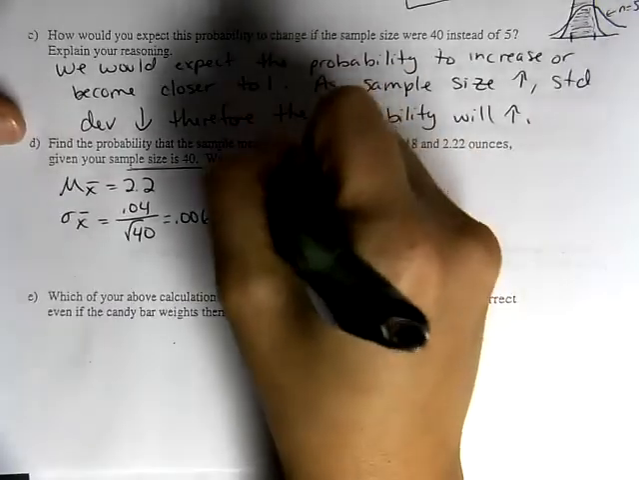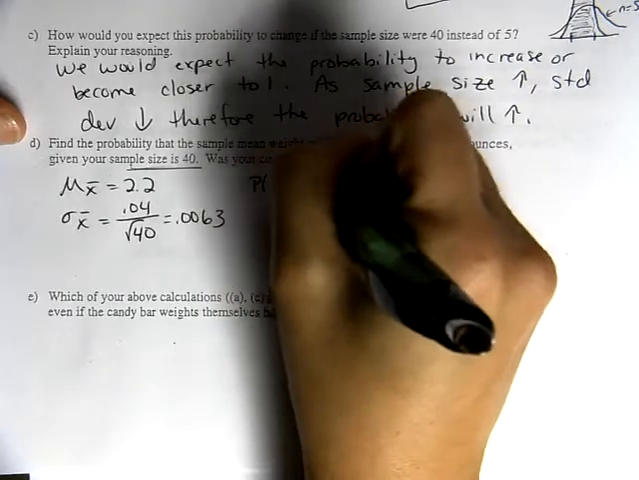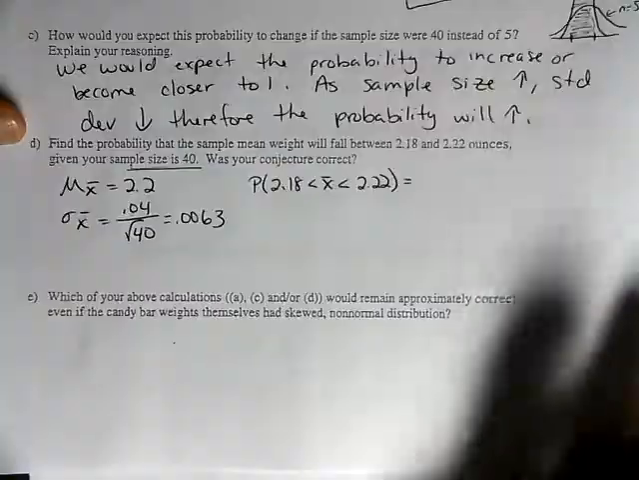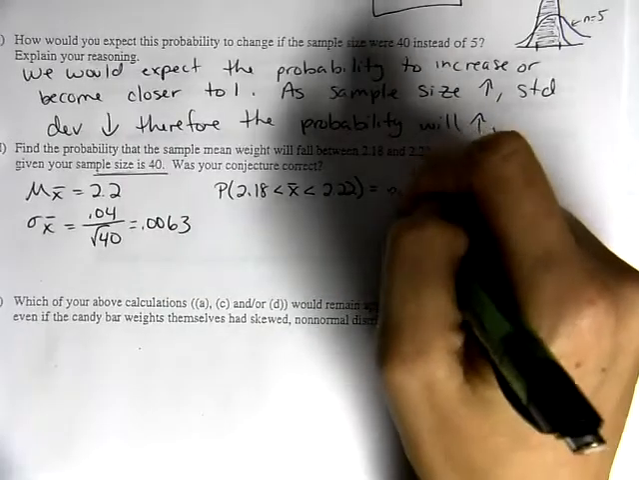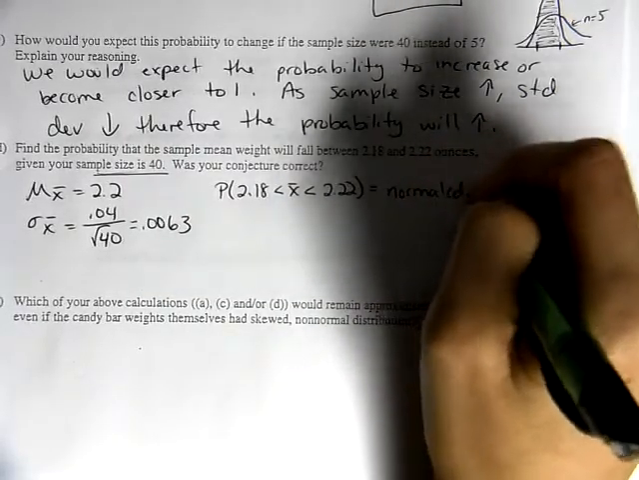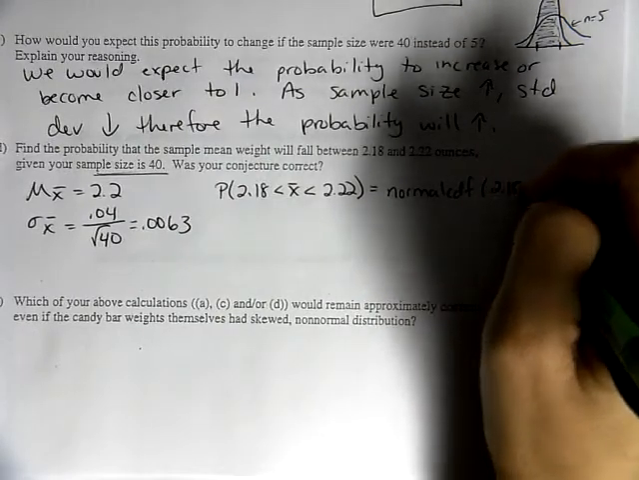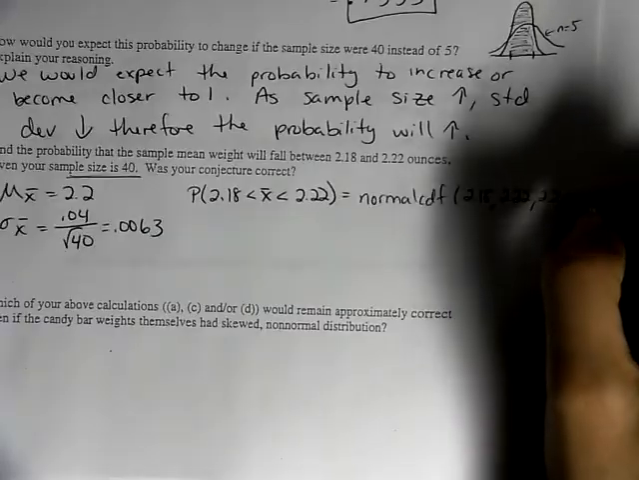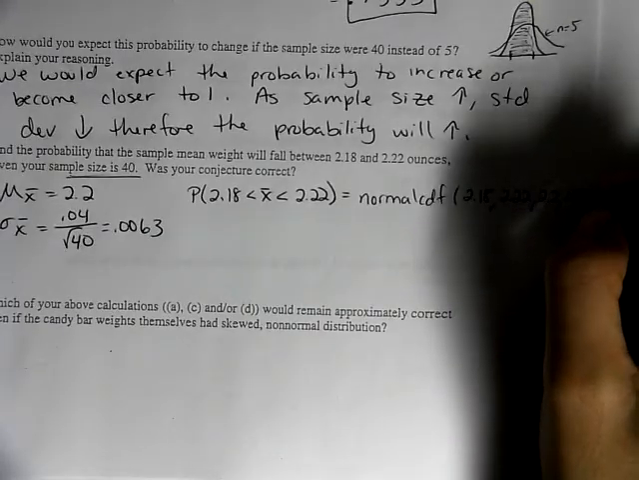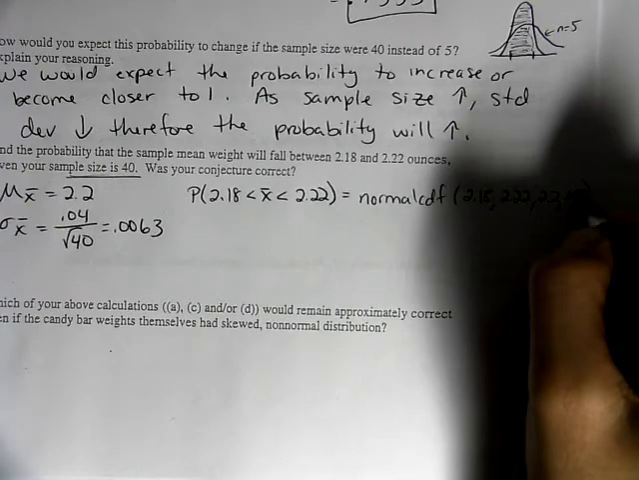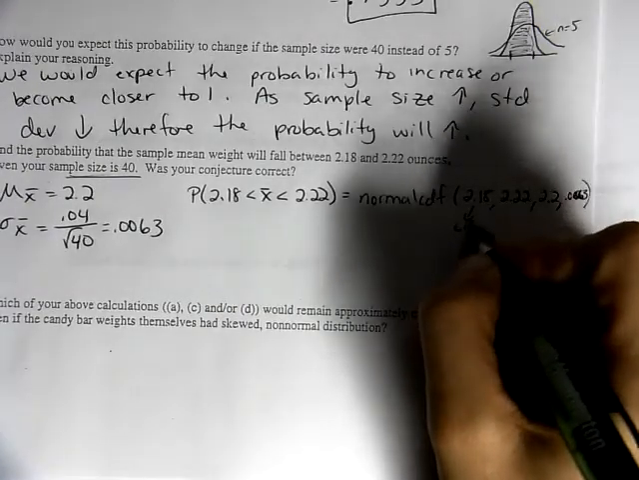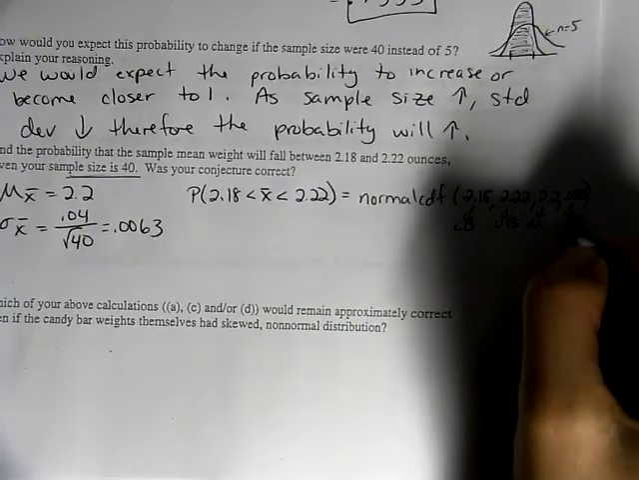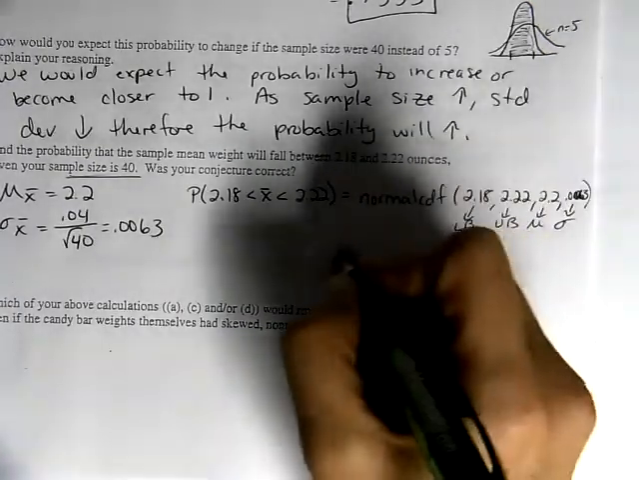So if I'm looking between 2.18 less than x bar less than 2.22, again I'm going to use a calculator just for the sake of time. Normal CDF, 2.18, 2.22, 2.2, 0.0063. Sorry, I sort of smushed that in there. So lower bound, upper bound, mean, standard deviation.